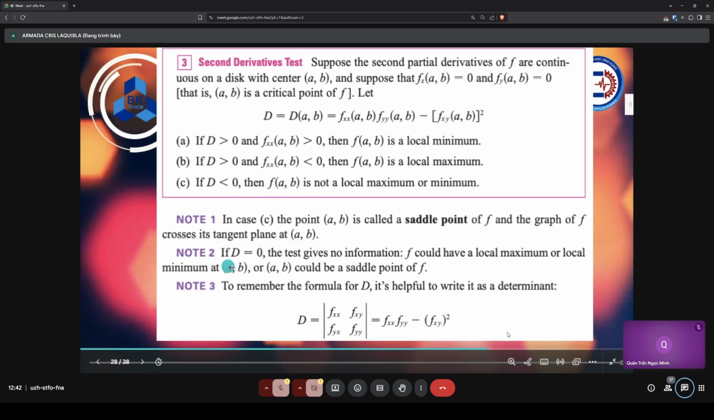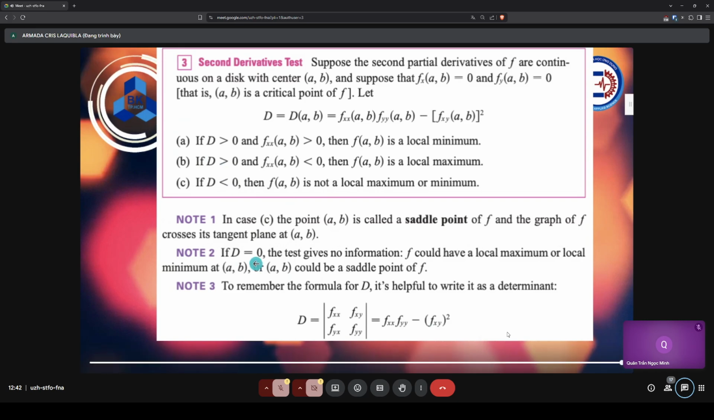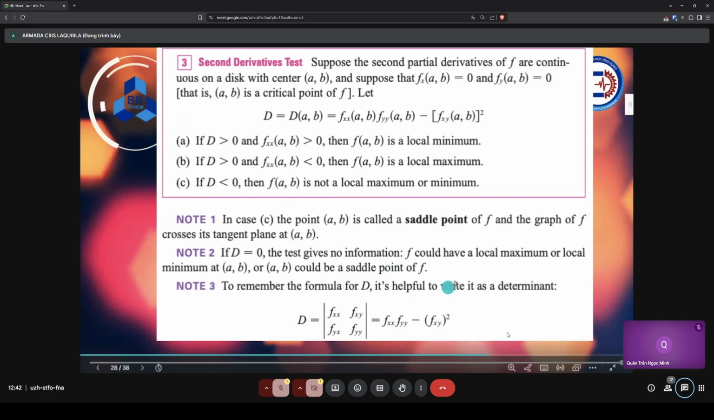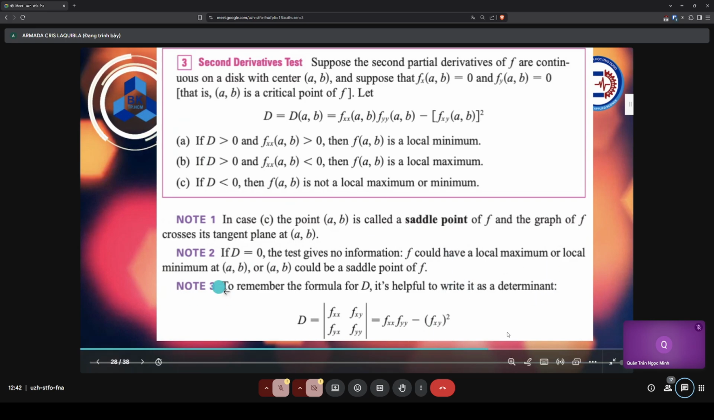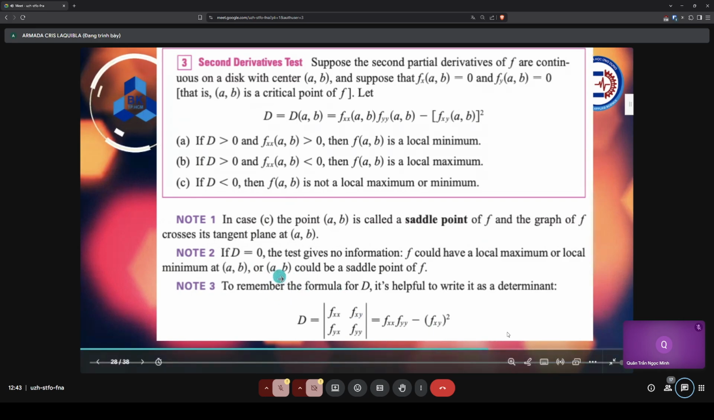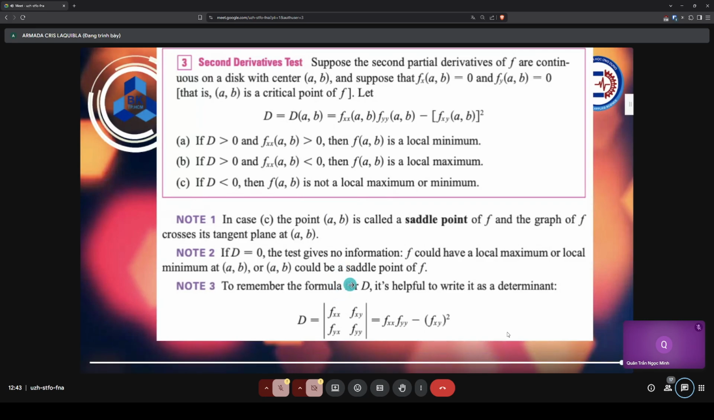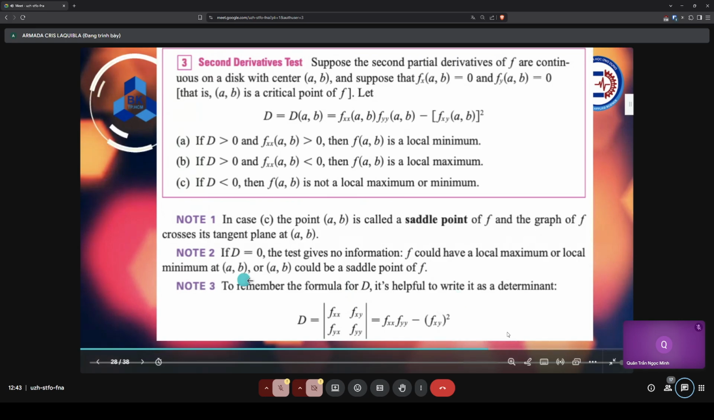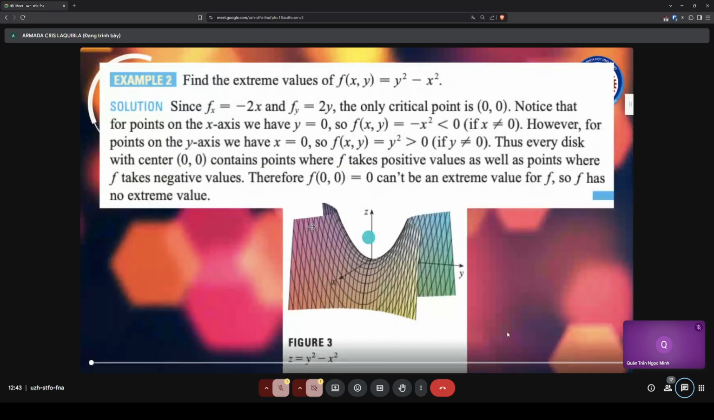Now, class, there's a note here that when your D, the one that we're going to solve, becomes zero, the test gives no information. f could have a local maximum or local minimum at that point, or neither. Again, there is no information if D is equal to zero. So what you are going to do is not use the second derivative test, and follow the process that we did here.